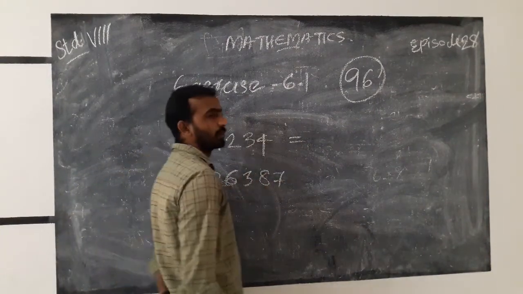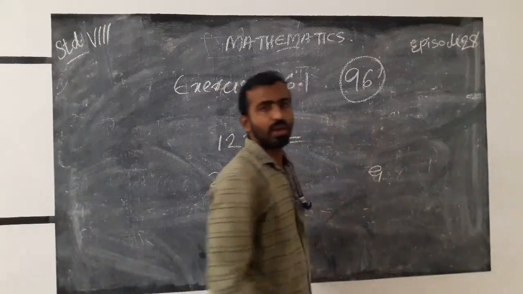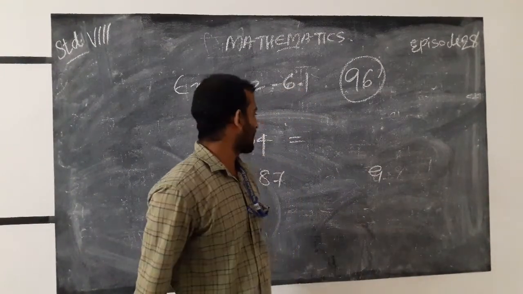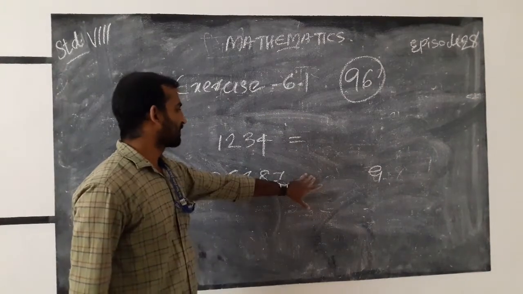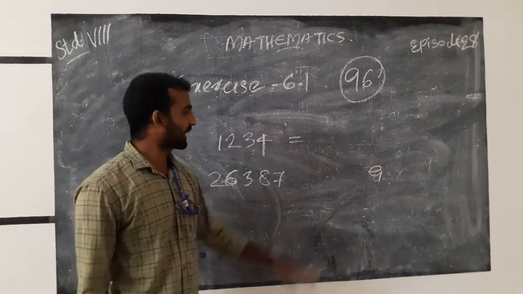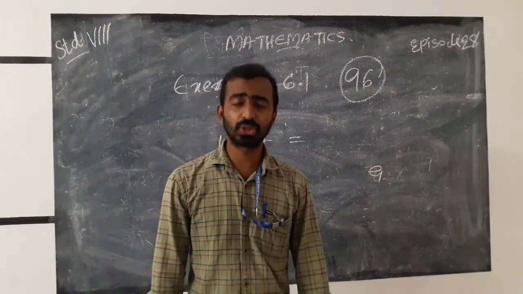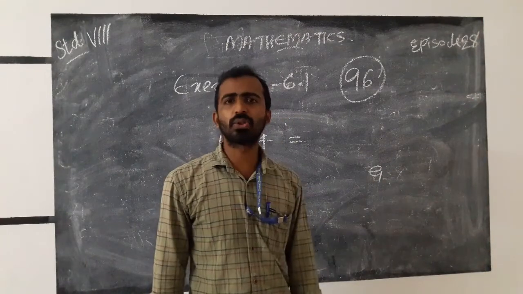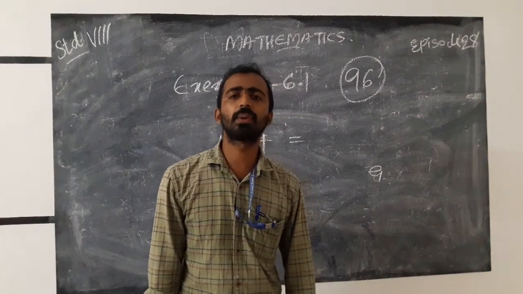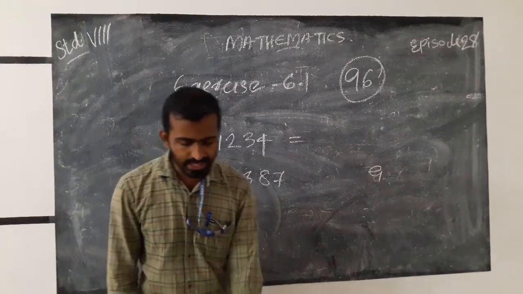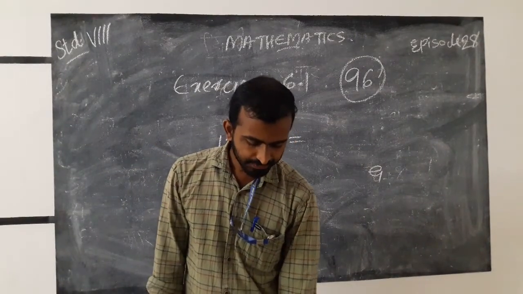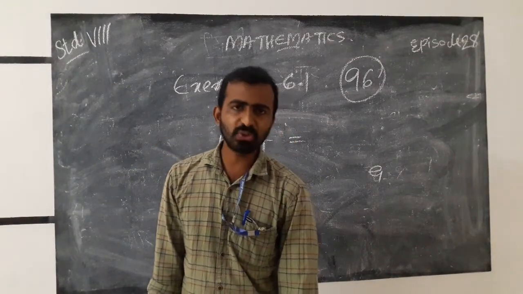26,387. The unit place is 9. When we take the square of 7, we get 49. So the unit place is 9. And next, we are discussing the seventh question.